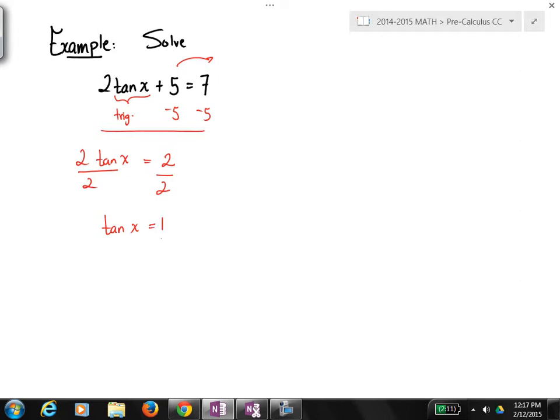Good. Now be careful here. You can do this or put this over 1. And I know tangent is opposite over adjacent. And opposite and adjacent being 1 and 1, there is a special right triangle associated with that. So as before, these are the angles. So I need to sketch possible locations for x.